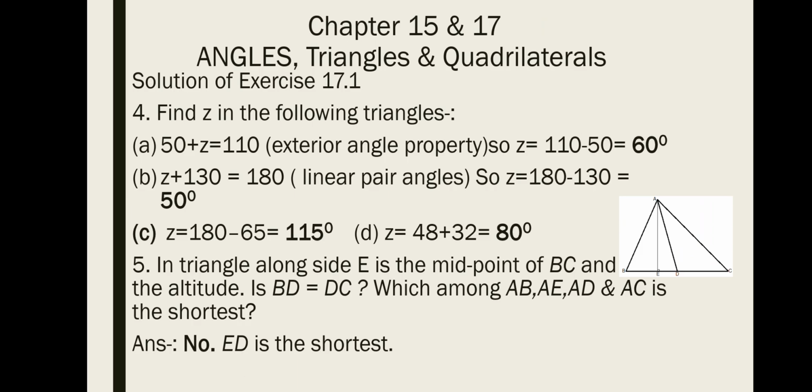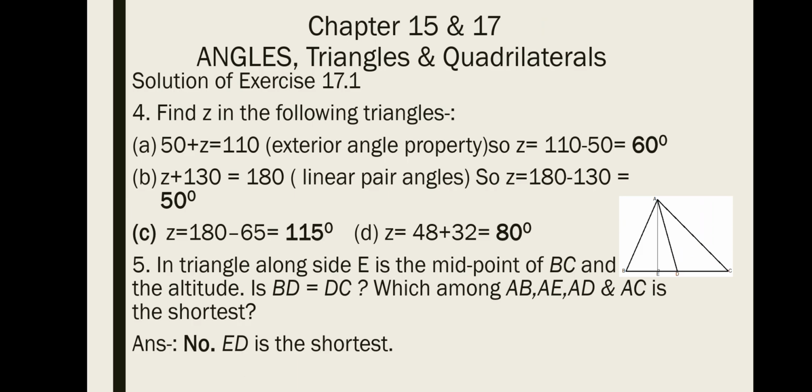Then D. Then one of the angles 48 plus 32, which is opposite to that. So exterior angle is asked, which is Z, which is 80 degrees. That is how they have given the questions. Please refer to your textbook, VIVA Education, Standard 6 textbook, chapter Triangles and Quadrilaterals, that is 17th chapter.